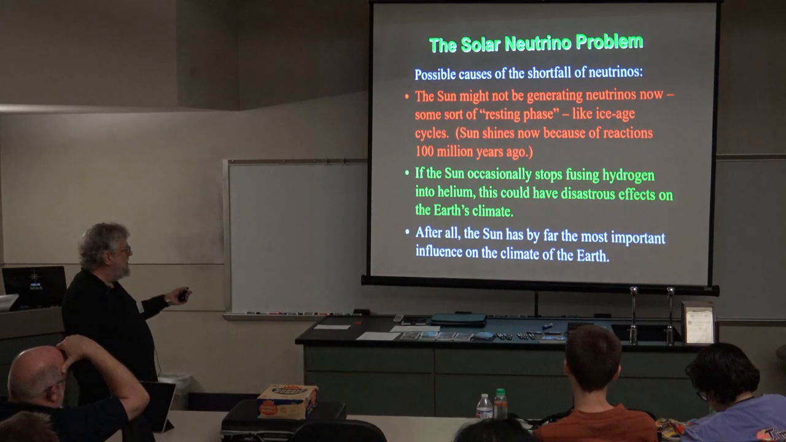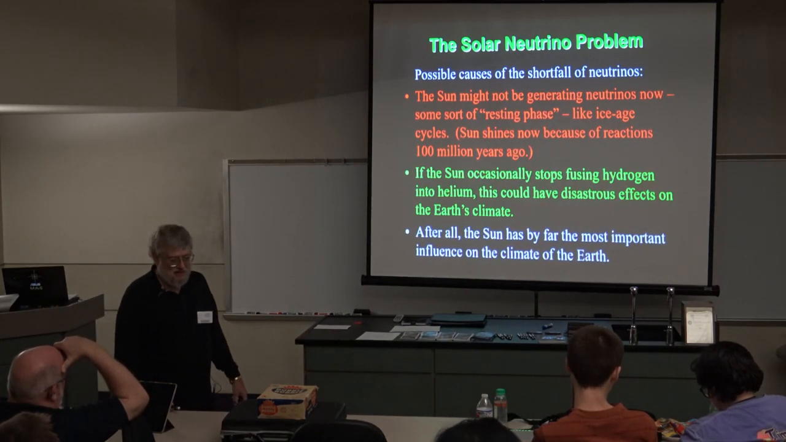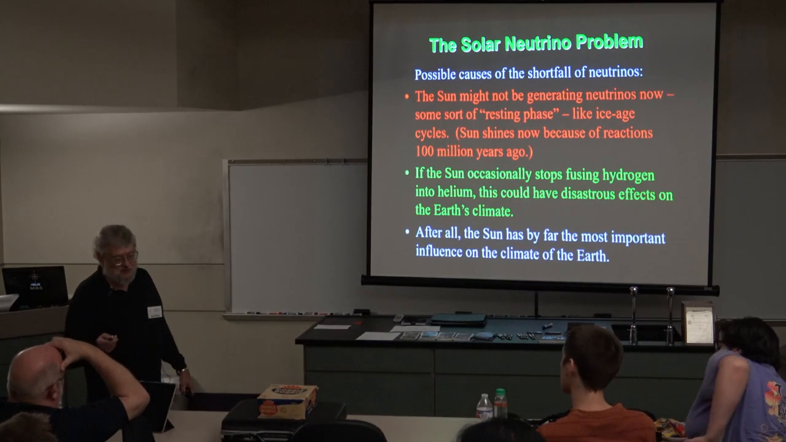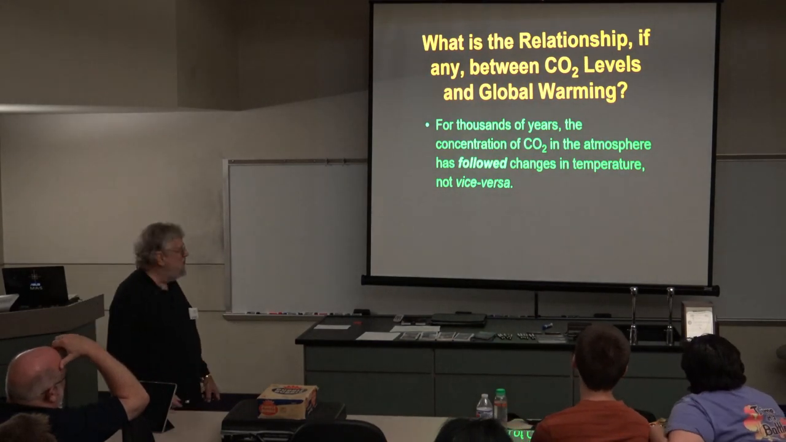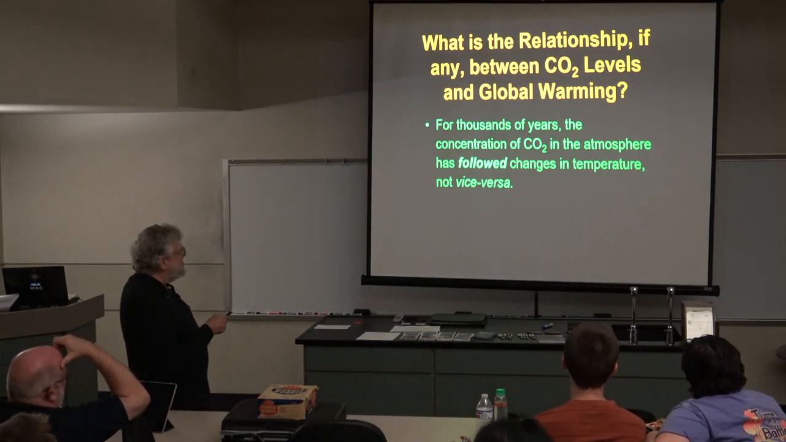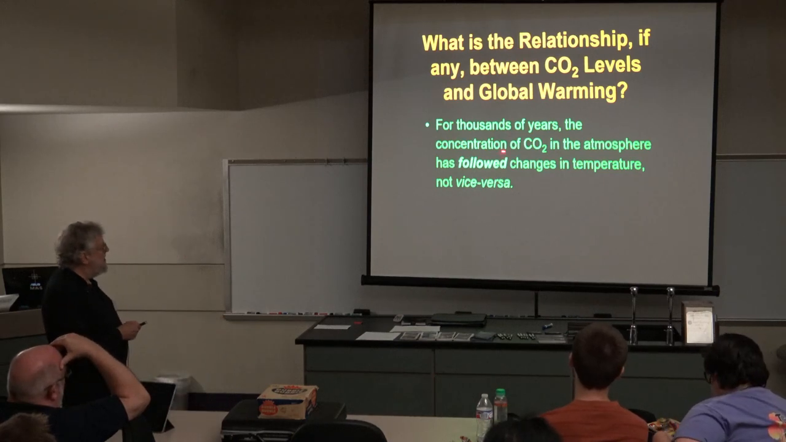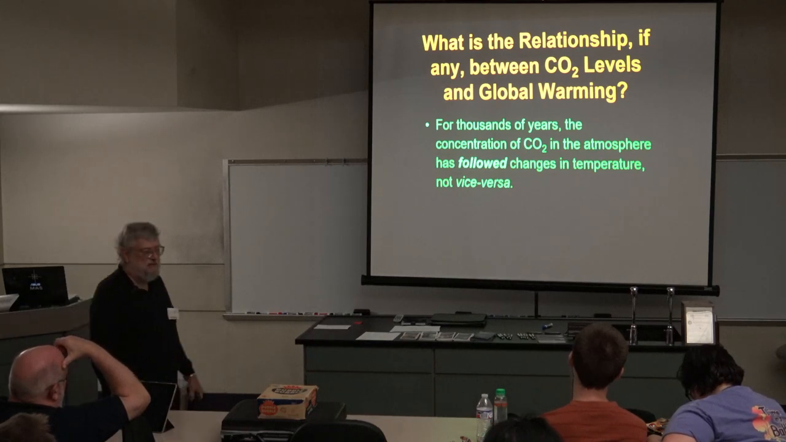After all, the sun is the most important influence on the climate of the Earth. That's not too surprising, although it's not universally accepted. Here's a couple of things from our global warming thing. The constant is not carbon dioxide that causes things. The concentration of CO2 follows the changes in temperature, not vice versa.